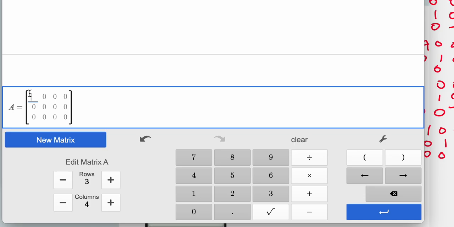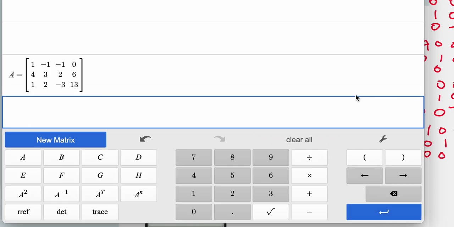So the first row, you can just type in 1, negative 1, negative 1, 0. The next row, 4, 3, 2, 6. Next row, 1, 2, negative 3, 13 for example 3. And then you just type enter. Okay. And then you will click RREF. That's reduced row echelon form.